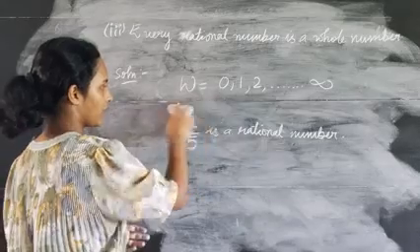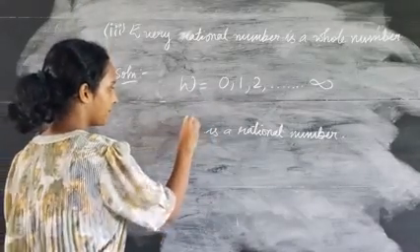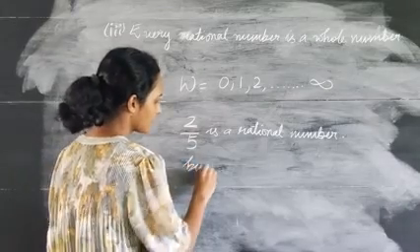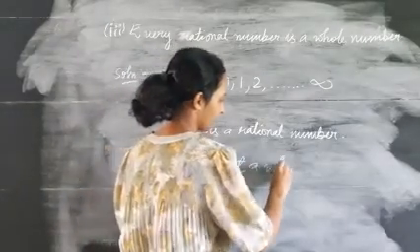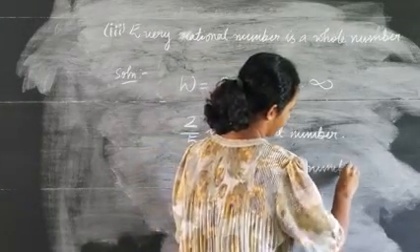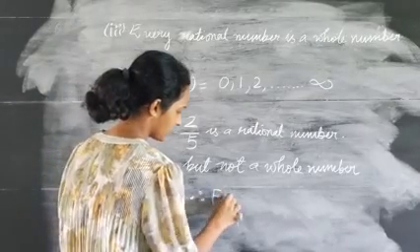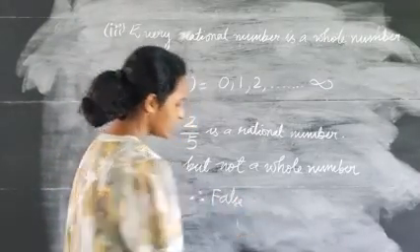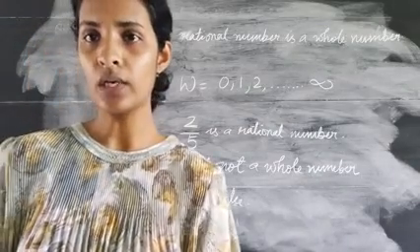So, what can we write? We can write 2 by 5 is a rational number, but not a whole number. Therefore, false. Therefore, every rational number is not a whole number.